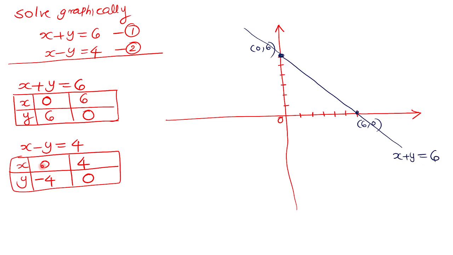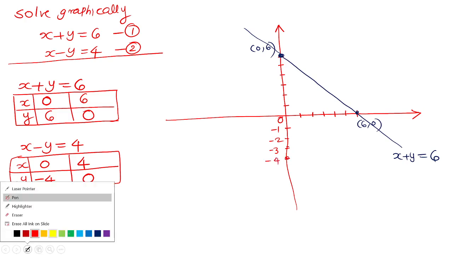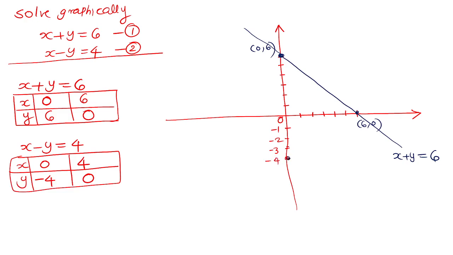The next one is what? x minus y equal to 4. 0 comma -4 is required for that. This is -1, -2, -3 is a rough graph, -4. This point is 0 comma -4. I hope you have understood.